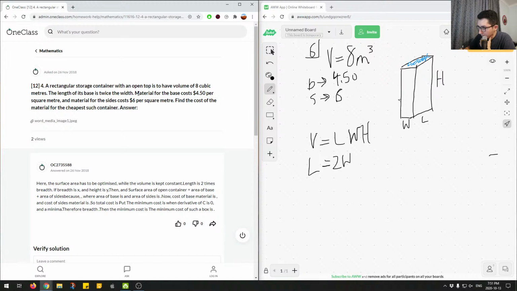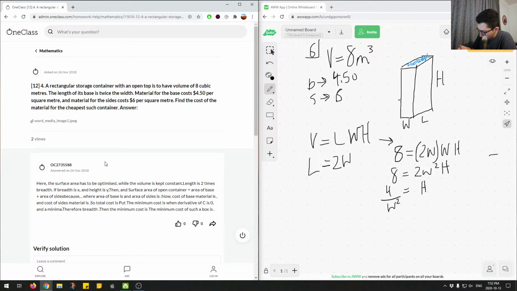And we'll substitute this into this equation. This would give us the volume, which we know is 8 from above, given in the question, which will equal L, which we know is 2w, times w, the width, times the height. This will be 8 equals 2w squared times height. We'll isolate this for height, so we know height is equal to 4 divided by w squared. Okay, so we'll keep this in mind.